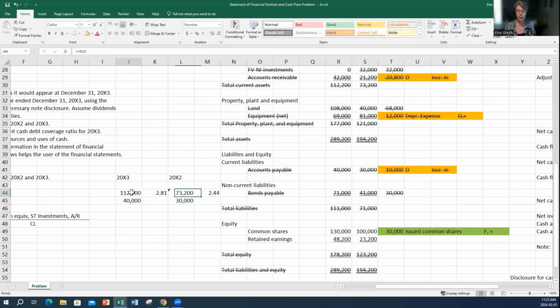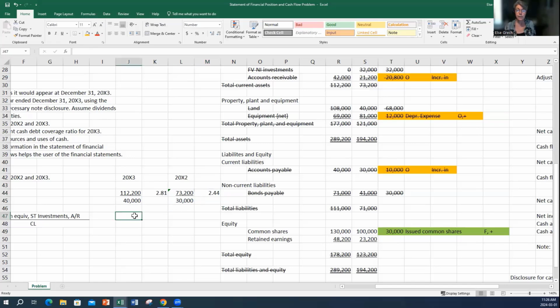So what does this show us if we're looking at this ratio? Is the trend an improving trend or a worsening trend? And we can see that previously we had $2.44 for every $1 of liability. And now in 2023, we have $2.81 for every $1 of liability. So even though our liabilities went up by $10,000, our current assets went up faster. And as a consequence, we have more liquidity. It is more liquid than it was previously because we have more current assets for every dollar of current liabilities than we had in 2000 X2.